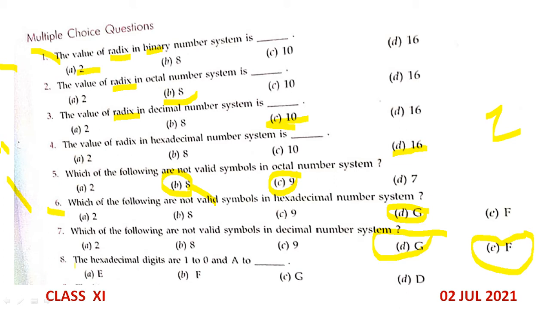Next, question number 8. The hexadecimal digits are 1 to 10. It is not 1 to 0. It should be 10 here. It is a printing mistake. The hexadecimal digits are 0 to 9 and A to what? Along with 0 to 9, the symbols allowed in hexadecimals are A to F. Because if you take 0 to 9, the remaining symbols are 10, 11, 12, 13, 14, 15. That is A, B, C, D, E, F. So the hexadecimal letters are A to F, not E, not G, and not D, right? Next question.